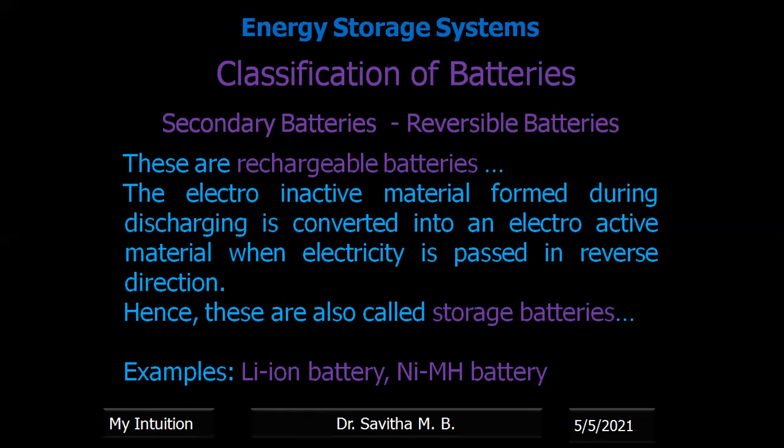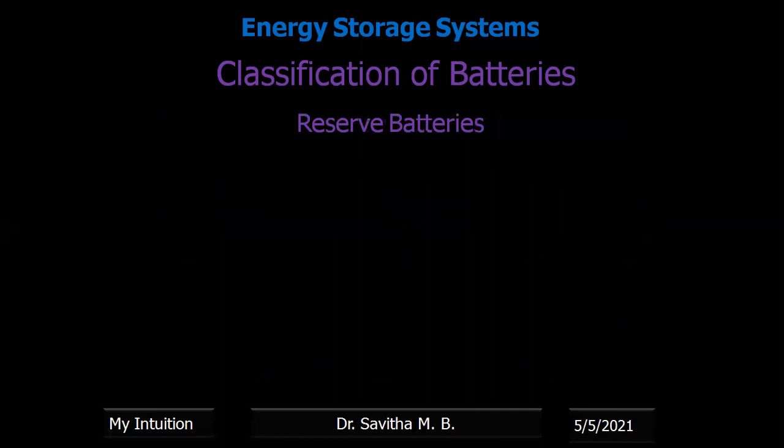Okay, once anode material gets converted into products, what you can do is plug in and make the reaction go in the reverse direction. That is, the product will again be restored as electroactive material, that is, restored as reactants. These are called rechargeable batteries. They are also called reversible batteries. Examples are lithium ion batteries, whatever we are using, mobile batteries, nickel metal hydride batteries, and most of the batteries are lead acid batteries. All these are rechargeable batteries. Okay, the third one is reserve batteries.